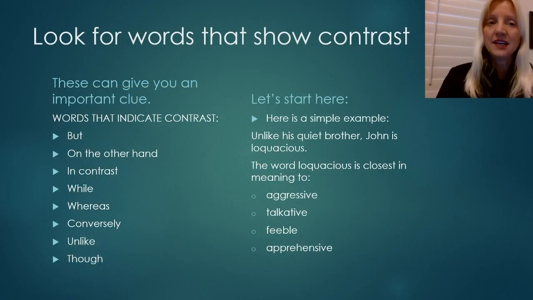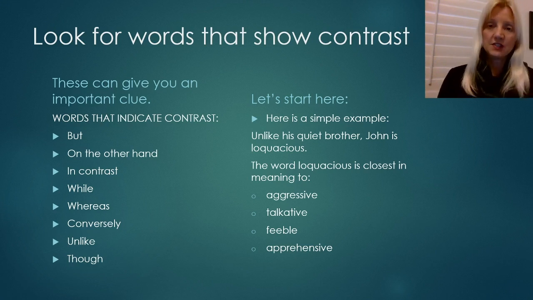One tip is to look for words that show contrast. Now, these words can give you an important clue, and I will explain why in a moment. The words I'm referring to are words like but, on the other hand, in contrast, while, whereas, conversely, unlike, and though. Because if you see those words and then your vocabulary word is close to it, you can use it to see what the relationship is.